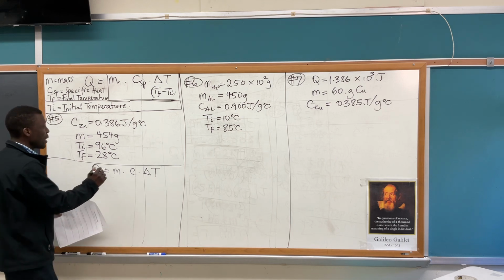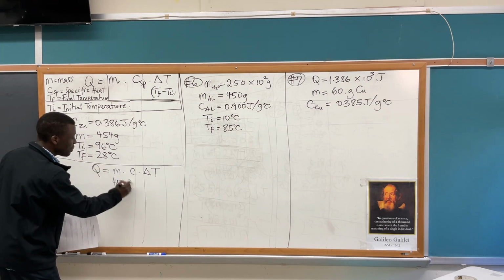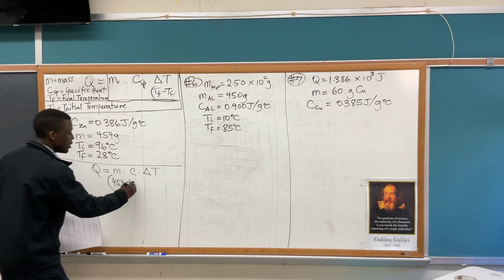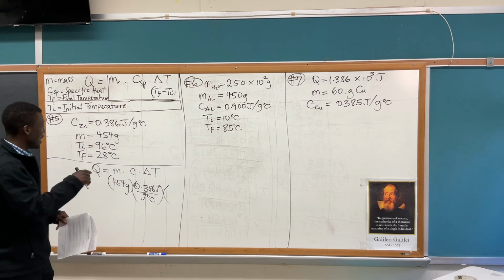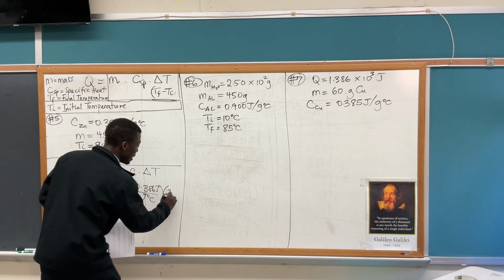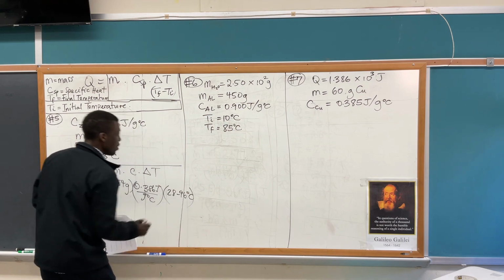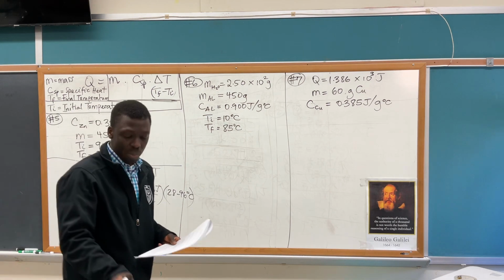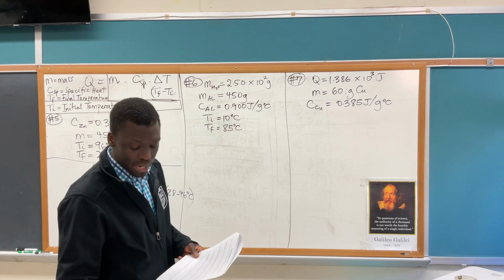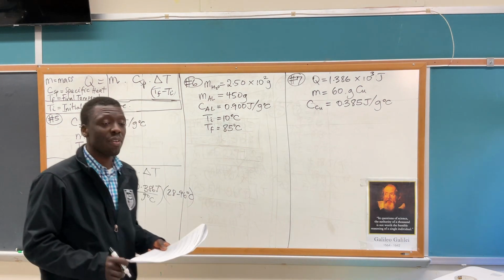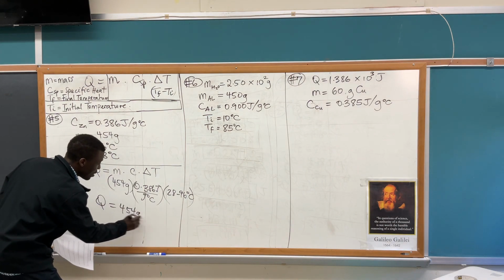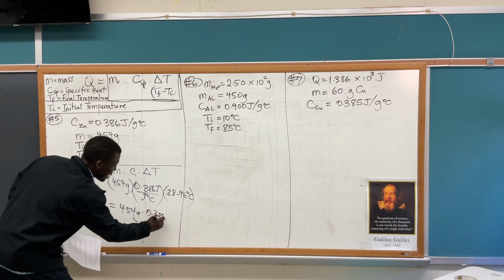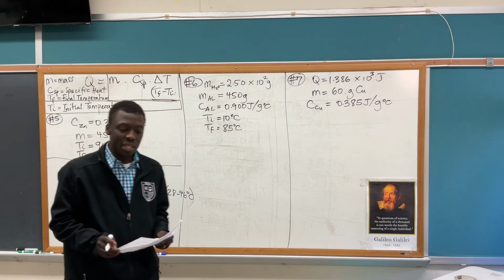So what is M? M is 454 grams. C is 0.386 joules per gram degree Celsius. And what is delta T? It would be 28 minus 96. So I'm going to get my calculator out. We're going to be multiplying values and simplifying each of these problems. So Q is equal to 454 grams times 0.386 times negative 68.